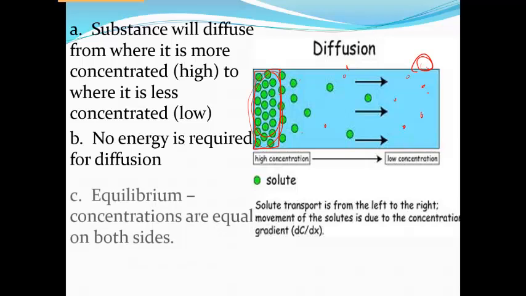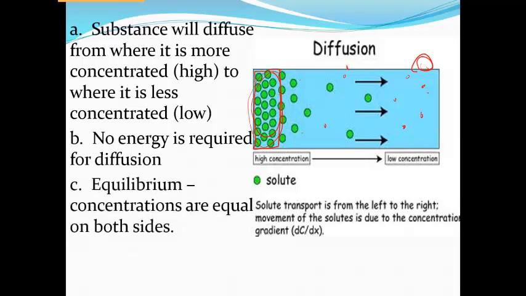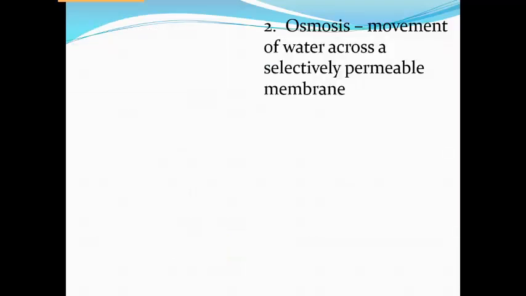It just naturally happens. Now when I said that they're going to move until they're equal, the word that we're referring to is called equilibrium, and this just says that the concentrations are equal on both sides, and by both sides we're referring to inside and outside the cell. So the concentration inside is equal to the concentration outside.